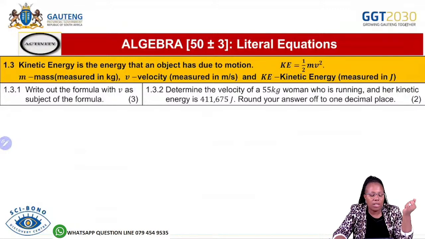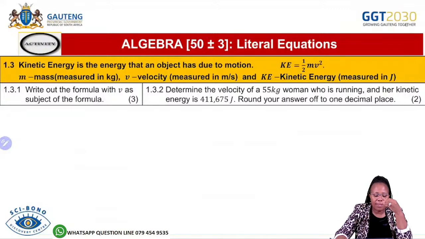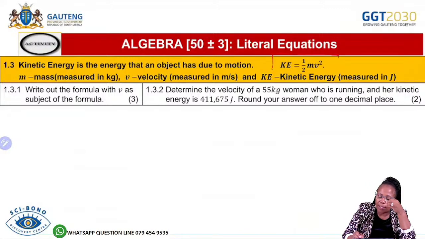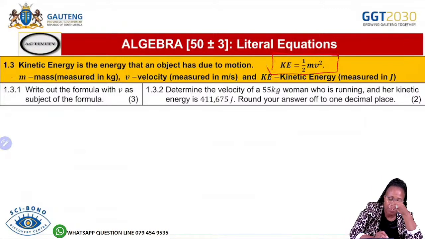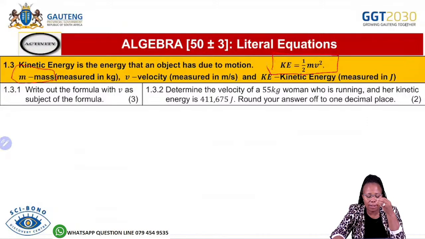Okay. And then now this is the type that is given to us in 1.3. They say kinetic energy is the energy that an object has due to motion. And then now for kinetic energy, we are given the equation KE is equal to half mv squared. And then what does m stand for? The m is for the mass, and then this mass is measured in kilograms.